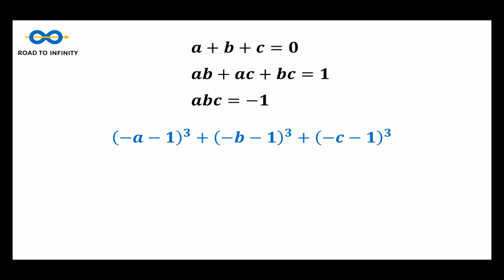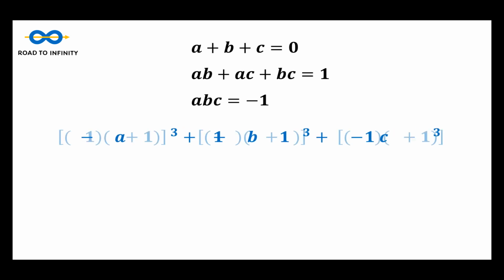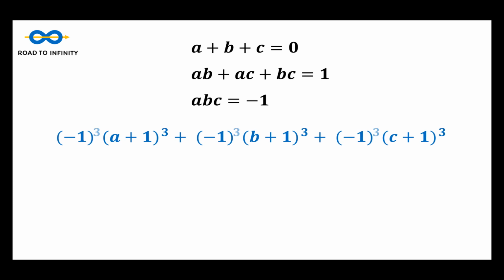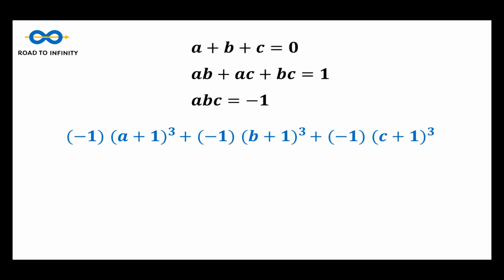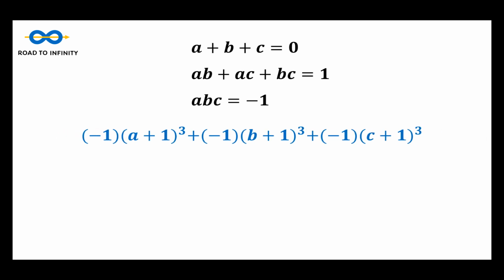The common factor here is minus 1. We have xy to the power of n equals x to the n times y to the n, so minus 1 times a plus 1 to the power of 3 is equal to minus 1 to the power of 3 times a plus 1 to the power of 3. Do the same for the second and third terms. Because minus 1 cubed equals minus 1, we take it out of brackets.